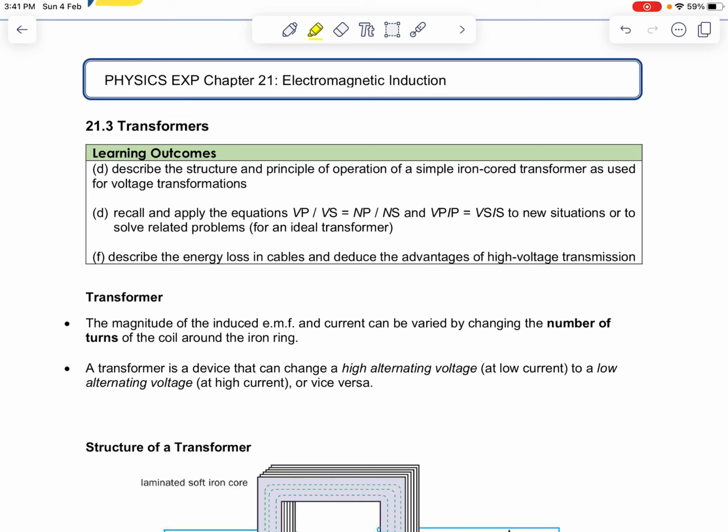Chapter 21, Electromagnetic Induction, Part 2. Here, we look at transformers, its structure and principle of operation. So, the magnitude of the induced EMF and current can be controlled by the number of turns of a coil. So, the transformer can change from a high alternating voltage to a low alternating voltage and vice versa.